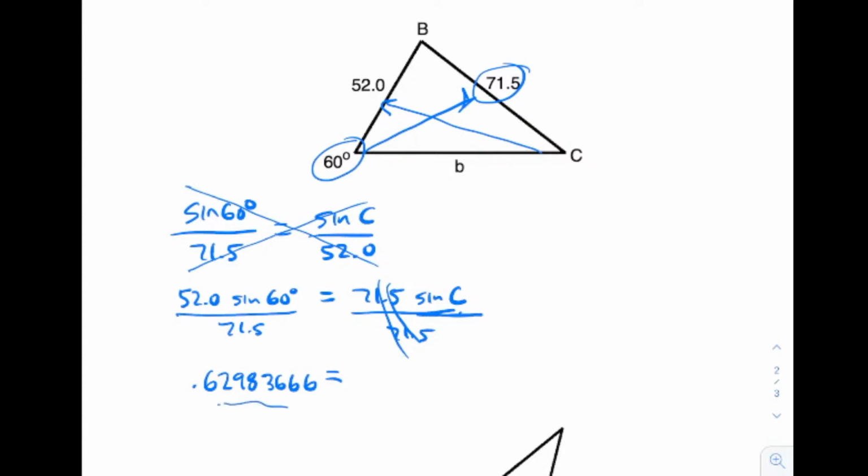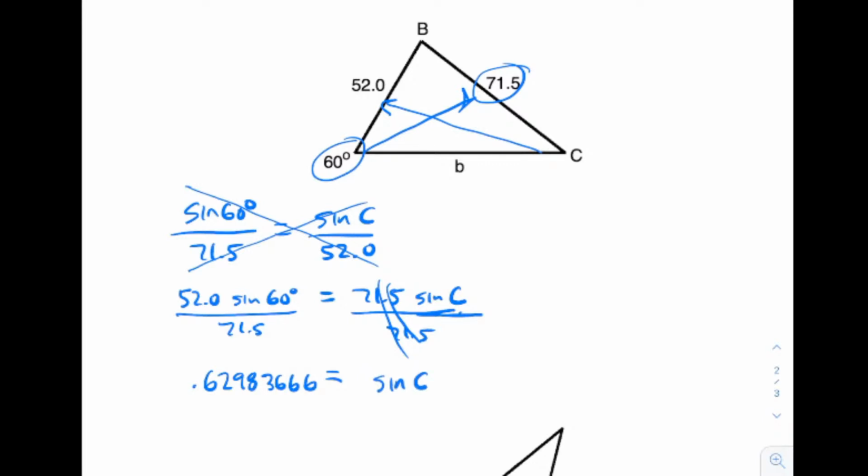Why am I carrying so many decimal places? Because I'm still in the middle of a calculation. You don't want to be rounding things off prematurely. That's bad. I've seen people round it to 0.6, and that's egregious. That's horrible. That's frightening. Please don't round things off so much. Even if you go 0.63, it's a little less painful, but it still hurts. Don't carry a lot of decimals, will you? Okay, so anyway, that equals the sine of angle C.